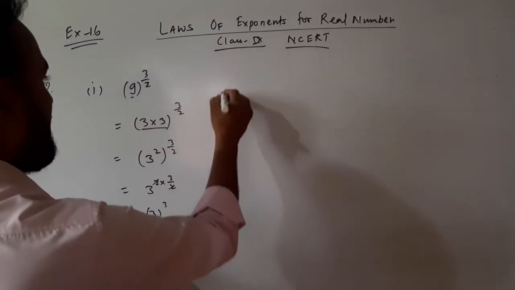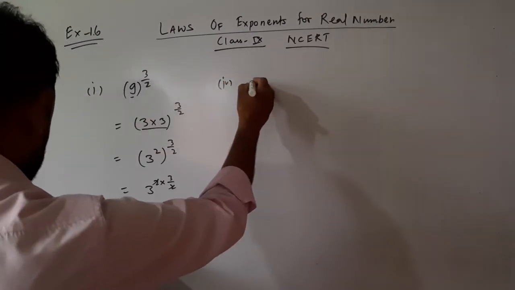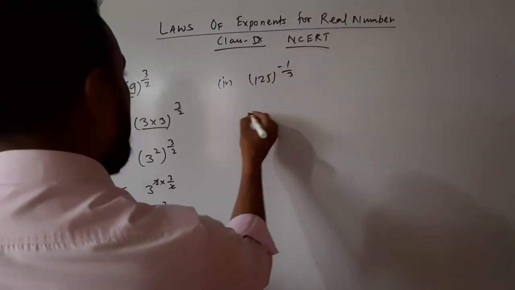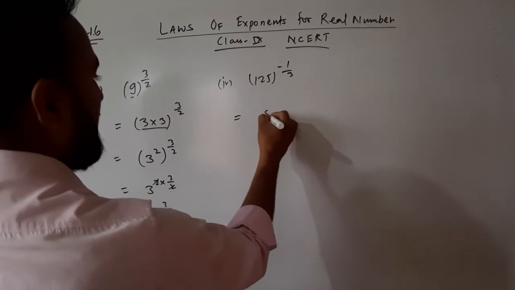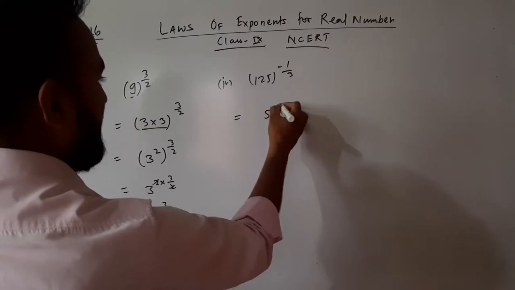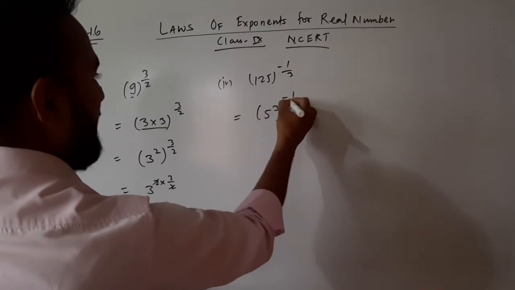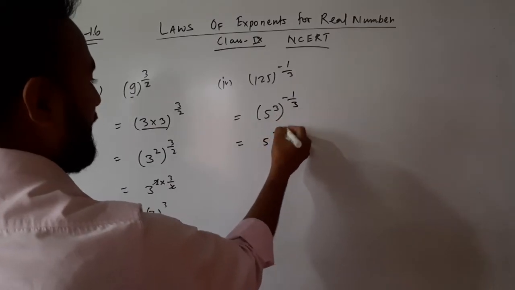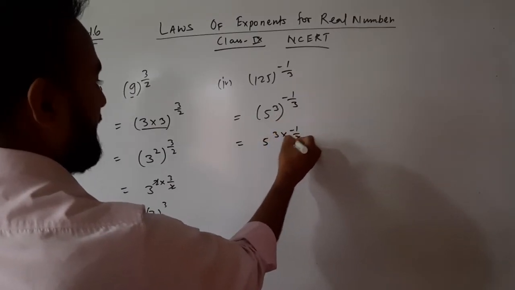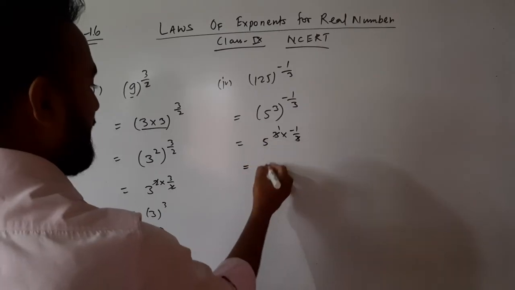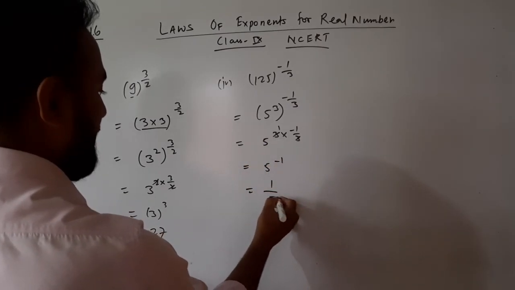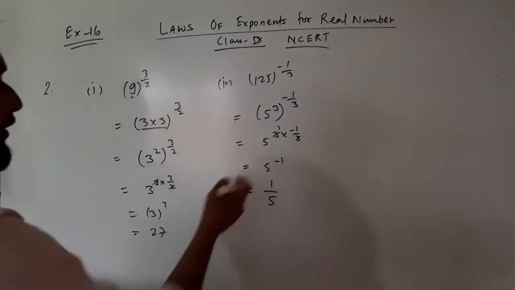Next I am going to solve question number 4. 125 to the power minus 1 by 3. Let's prime factorize. As you all know, 5 to the power 3 will give you 125, and here we have minus 1 by 3. Find the product of powers: 3 times 1 by 3 gives 1, so this is 5 to the power minus 1, which gives you 1 by 5, according to the law of exponents.